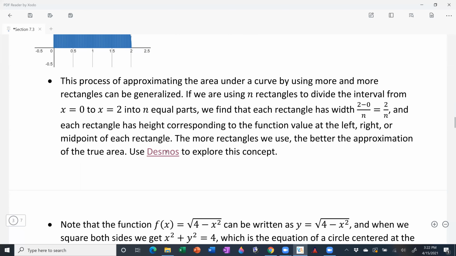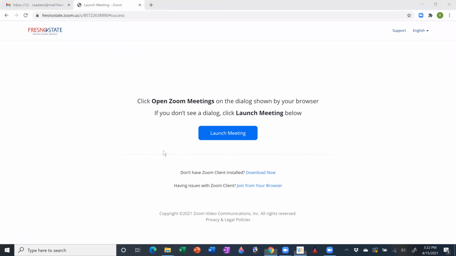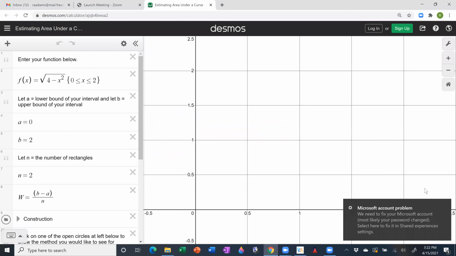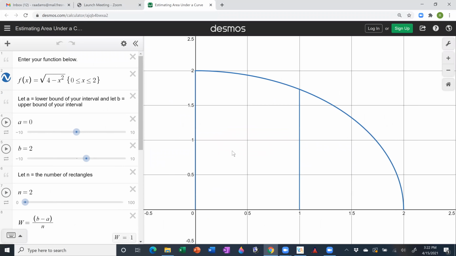And I have a cool little link here for Desmos to explore this concept a little bit more, where we can actually plug in all kinds of different functions. So you can play around with this a little bit. Right now, I have the same function that we were dealing with there, but I've got all of these different values that we can plug in, like the left endpoint and the right endpoint. So right now I have it set where we're going from 0 to 2. So I wouldn't touch those unless you're doing a different function.